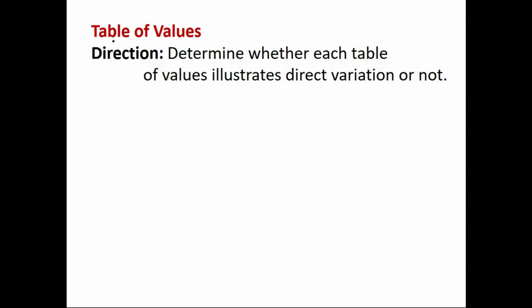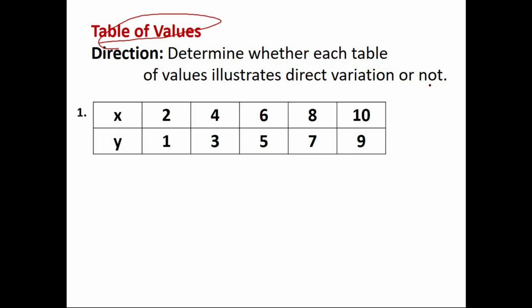Okay, this time we're going to determine whether each table of values illustrates direct variation or not. Paano natin malalaman kung ang given na table of values ay nagpapakita ng direct variation between the two variables? Number 1, please observe the values. This given table of values illustrates direct variation. Bakit? Kasi habang tumataas yung values ng nasa variable x, tumataas din yung values ng nasa variable y.